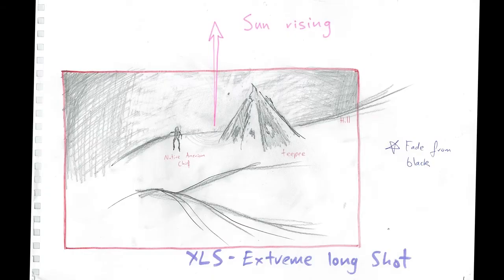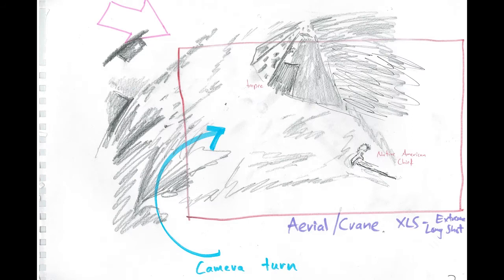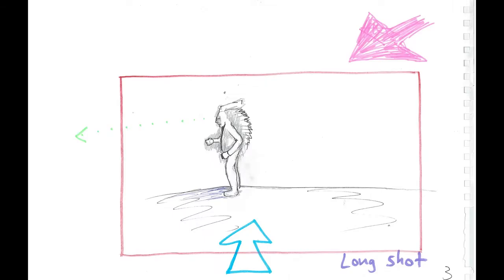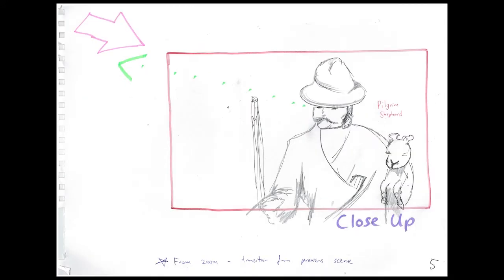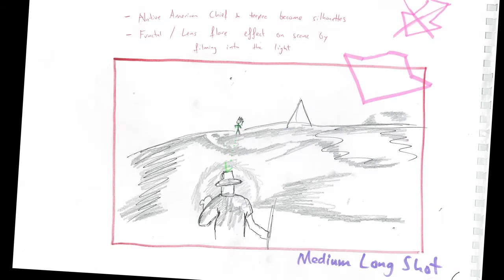Fade in from black to reveal a light coming from behind a hill and a figure in a teepee. This shot becomes an aerial shot and revolves around behind the figure, and the camera moves up to the figure, who is revealed to be a Native American Indian chief. We look from behind his shoulder to see a POV of a figure in the valley, a zoom into the next shot which reveals the figure to be a pilgrim shepherd, looking back up at him.